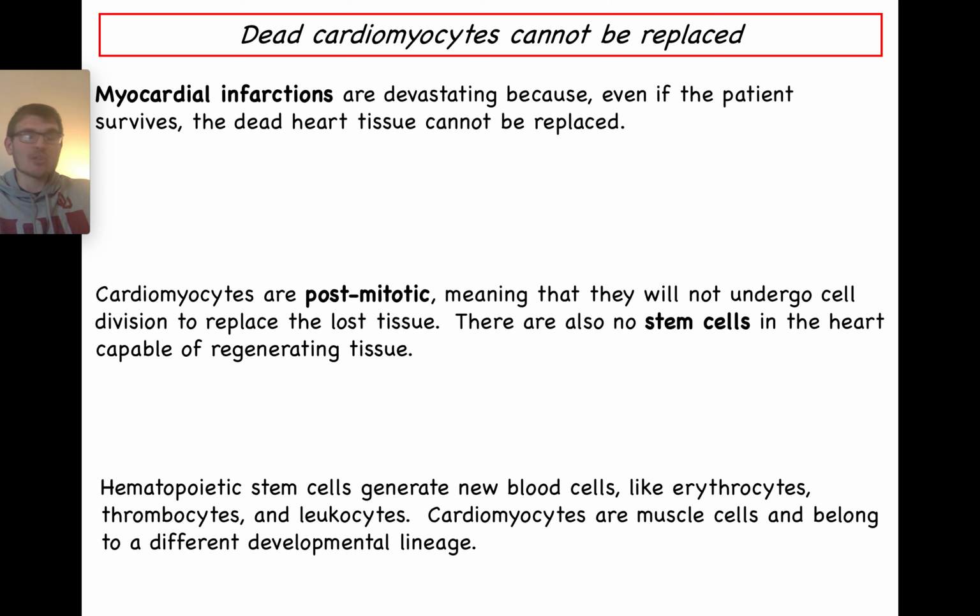So one thing to make sure that we understand, just to make sure we're on the same page here: hematopoietic stem cells, what we talked about in chapter 18, the type of stem cells that you find in red bone marrow that generate new red blood cells, white blood cells, platelets, etc. Even though the heart pumps blood, cardiomyocytes and these blood cells are not at all related. They are not at all in the same developmental lineage. So it's a nice thought, but unfortunately, cardiomyocytes cannot be replaced with hematopoiesis, just to make sure that we understand that.